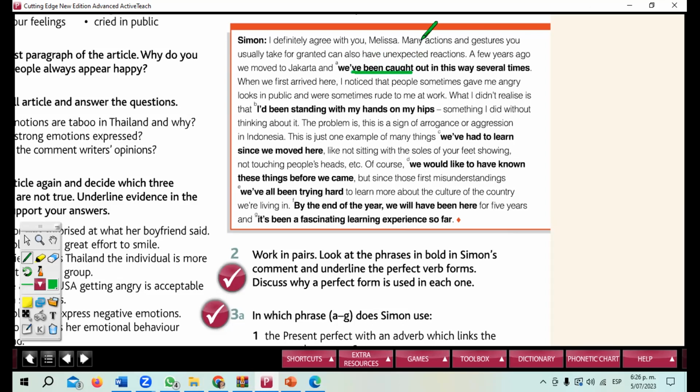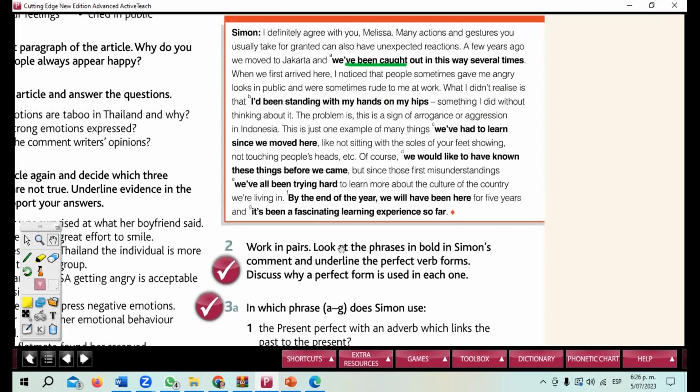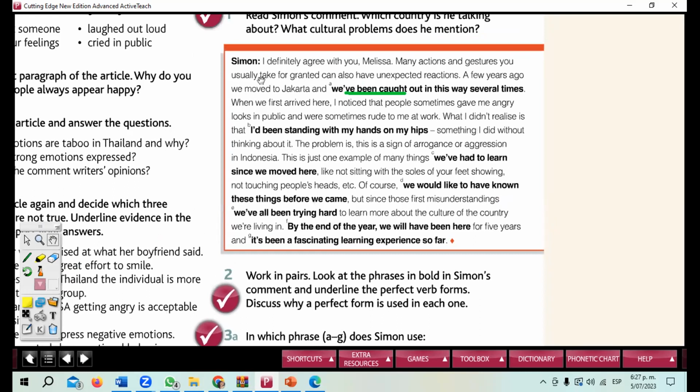All of that. So I'll give you 2 minutes to check the others, and then we will underline precisely only the perfect tense in each sentence, okay? Let's have 2 minutes.